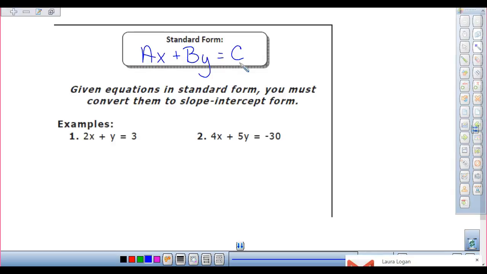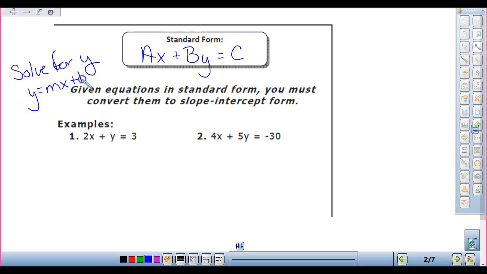So whenever I have something in standard form, I need to get y by itself so that it looks like slope-intercept form. So we're going to solve for y so that it looks like y equals mx plus b, so that we can pull our information out of it.